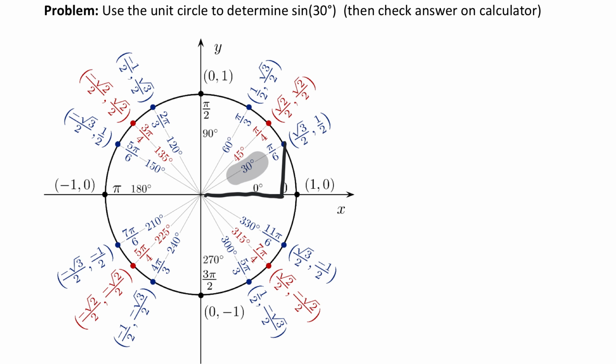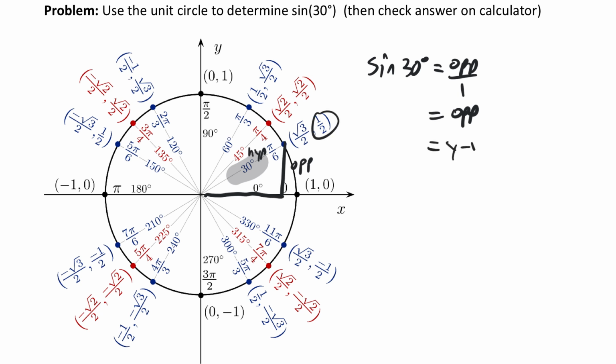And if we think about it, when we were doing our little SOHCAHTOA, sine is opposite over hypotenuse. But the hypotenuse is just 1 because it's a unit circle. So sine of 30 is equal to opposite over 1, which is just opposite. And opposite is always, in this little triangle, the y value. So sine of 30 has to equal 1/2.